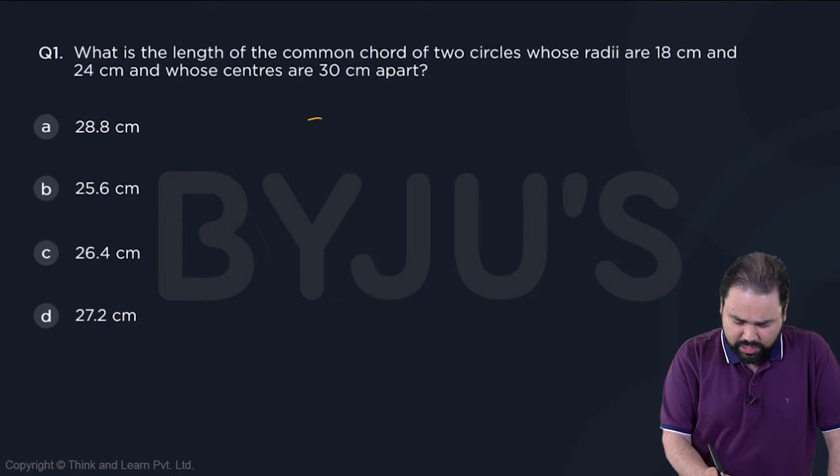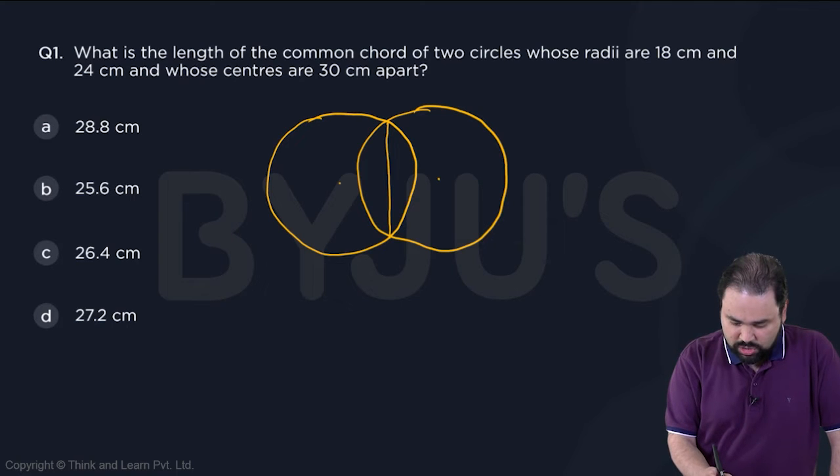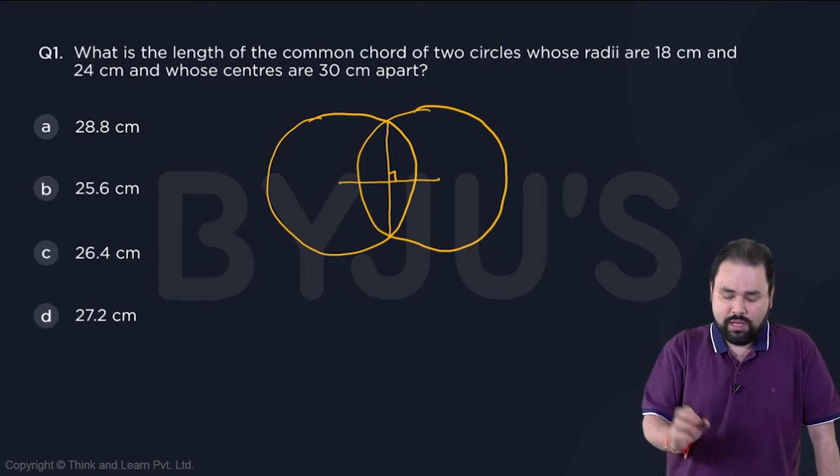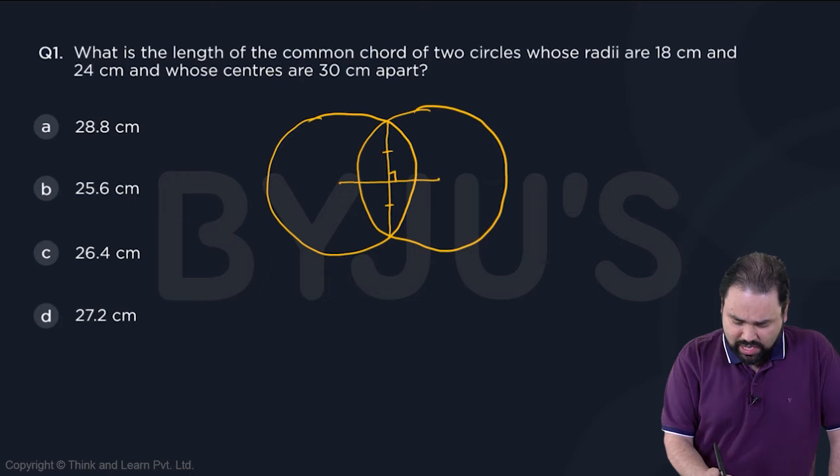If I were to draw it, this is what the two circles would look like. More or less they look the same, that's okay. Now this is the common chord. Say this is center 1 and this is center 2. When I join these two centers, this line will be 90 degrees to the chord for sure, and it's going to bifurcate it exactly, so this is equal to this. Let's call the centers P and Q, and let's say the common chord is AB, and where it meets the line is the point O.